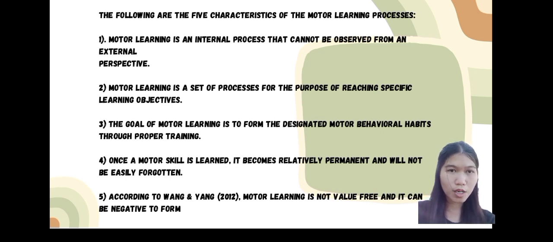The second one is motor learning is a set of processes for the purpose of reaching specific learning objectives. So obviously different types of learning will produce different results, and sports scientists continuously search for the best motor learning process for particular motor skills based on individual differences.